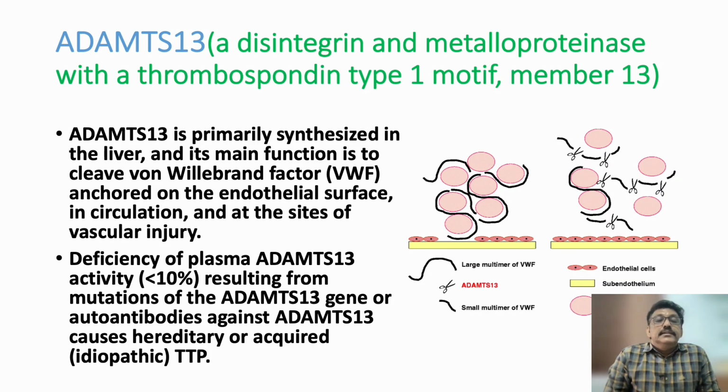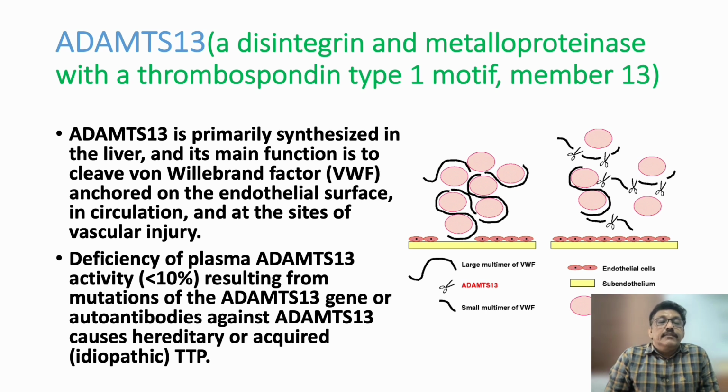ADAMTS13 is a disintegrin and metalloprotease with thrombospondin type 1 motif, member 13. That is a protein which is very much needed for von Willebrand factor. It's primarily synthesized in the liver, and its main function is to cleave von Willebrand factor. It is seen on the endothelial surface, and it can be in circulation also. Wherever there is a vascular injury, it will go and act there.